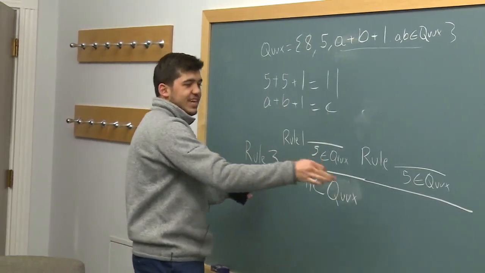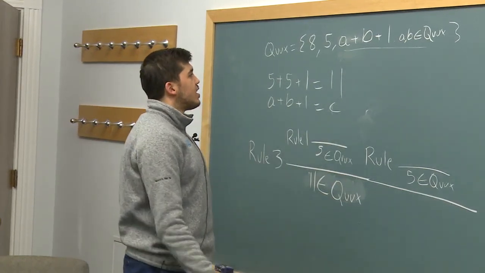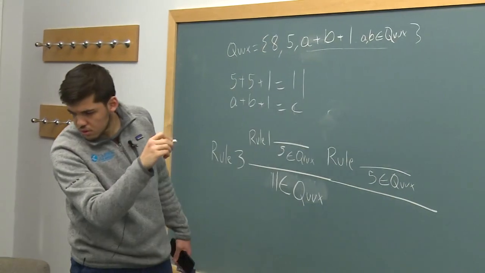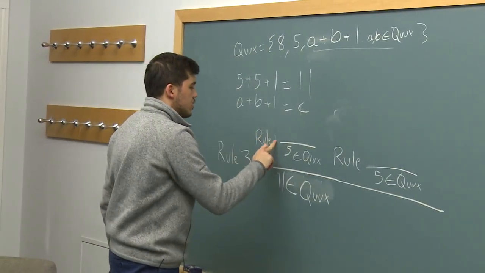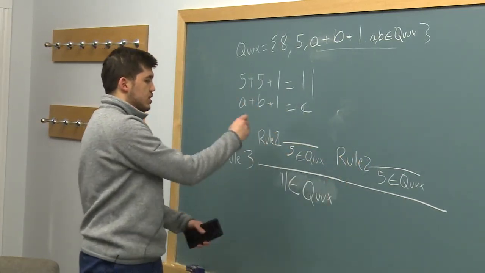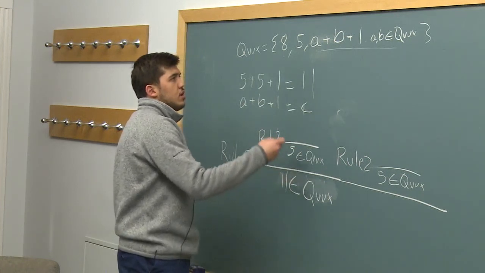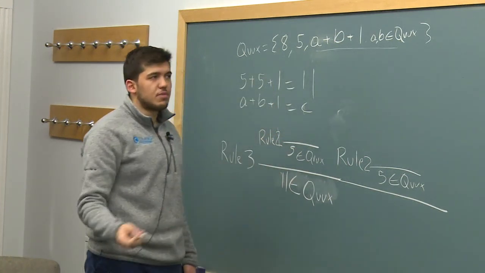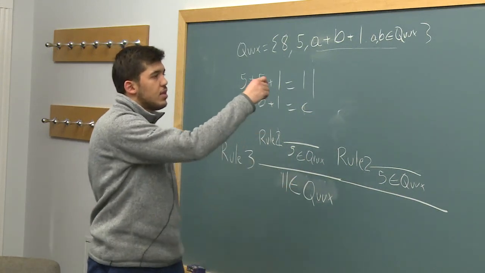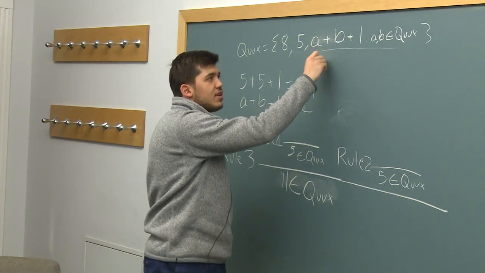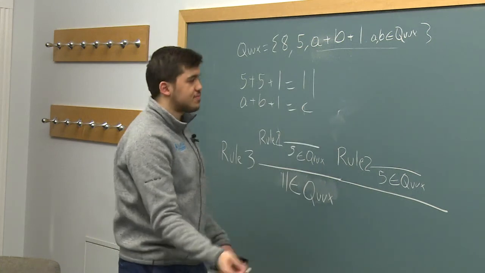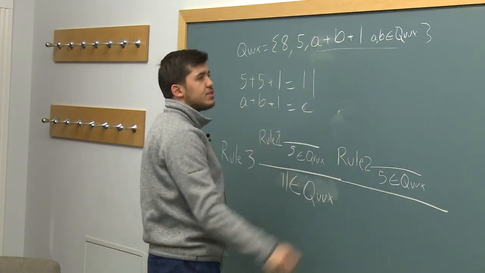So just copy this exact same derivation, and then add in, I believe this was rule, oh, my bad. This was rule 2. Yeah, we can use this exact derivation plus rule 1, which just says that 8 is a member of Qs. And we can, at the end, use rule 3 again to show that 5 plus 5 plus 1 plus 8 plus 1 is equal to 20. Or in other terms, 11 plus 8 plus 1 is equal to 20.